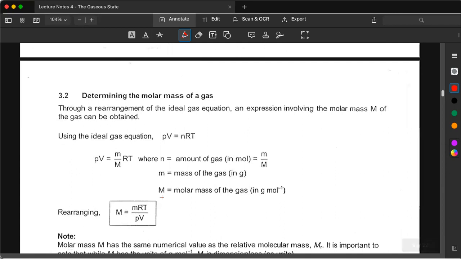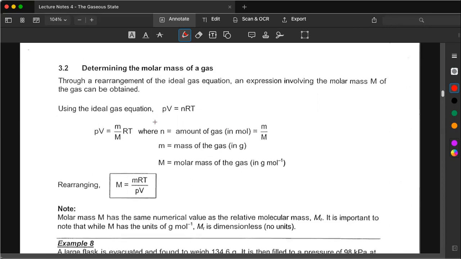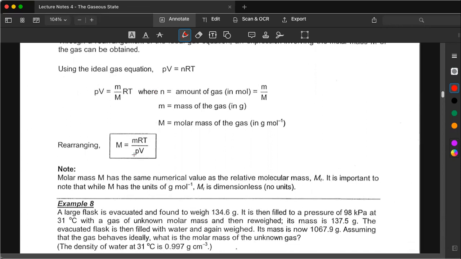So you understand that through a rearrangement of the ideal gas equation as shown above, we can actually solve a lot of questions. But another important feature of the ideal gas equation is to determine the molar mass of a gas. We can do that by looking at this. So we can actually obtain an expression so that we can determine the molar mass of the gas. So using the ideal gas equation, PV equals nRT, and n equals m over M, the mass over the molar mass. So the number of moles is calculated as m over M, times RT.